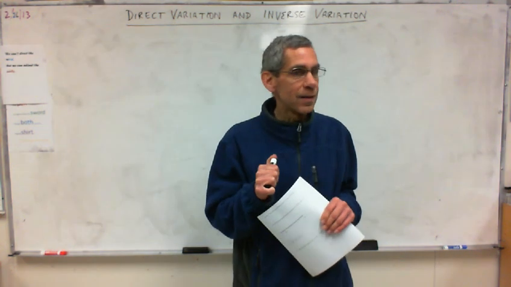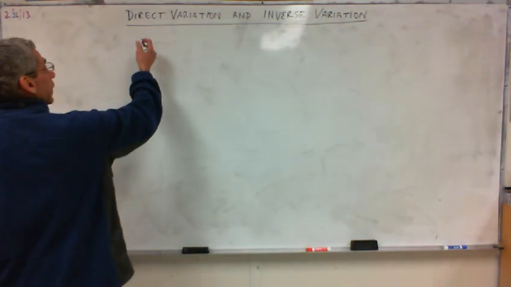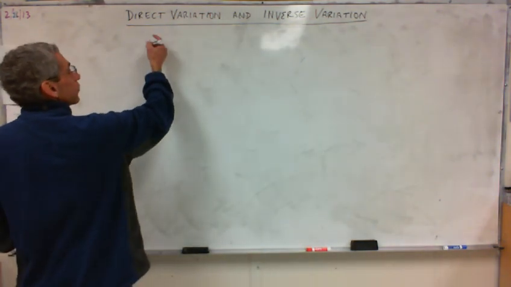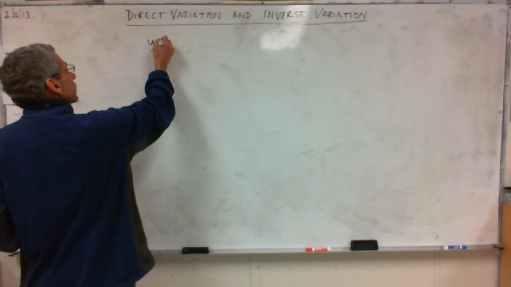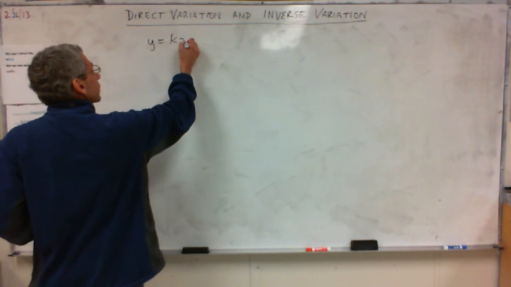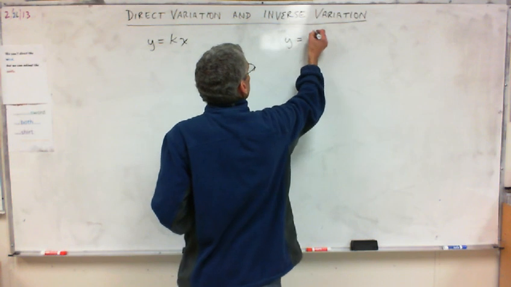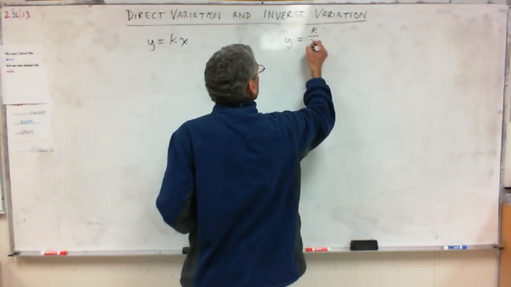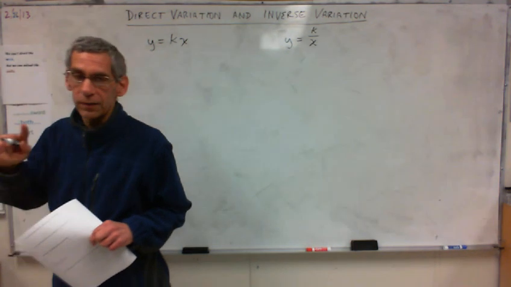It exists. This is the formula for direct variation. I'm going to put the two formulas up for direct variation and inverse variation. Direct variation is y is equal to kx. And inverse variation, y is equal to k over x. Those are the two things we're going to talk about today.